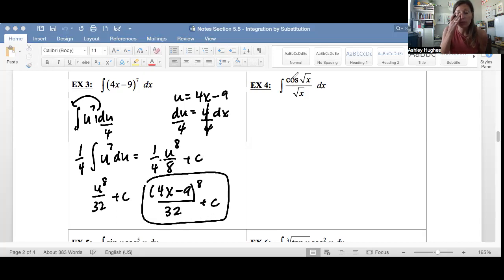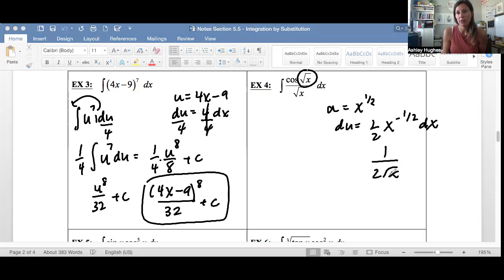Same idea here. Remember, if it's a trig function, it's usually the argument of the trig function, which would be this, x to the 1/2. If that's your u, your du is 1/2 x to the negative 1/2, or 1 over 2 square roots of x. And again, if I isolate dx, I'll be multiplying by 2 root x. Okay, so I'm going to substitute in here.